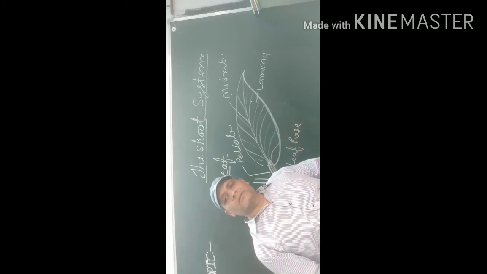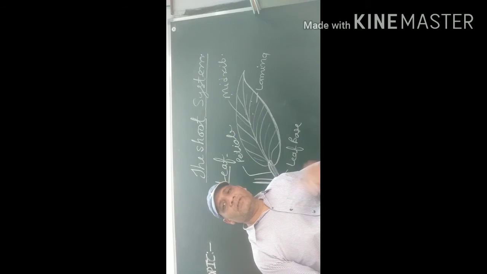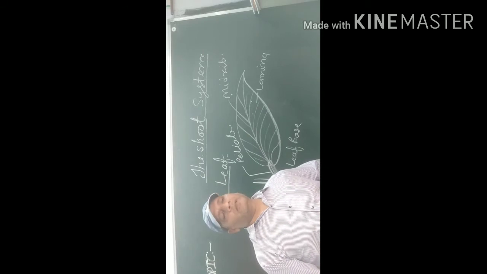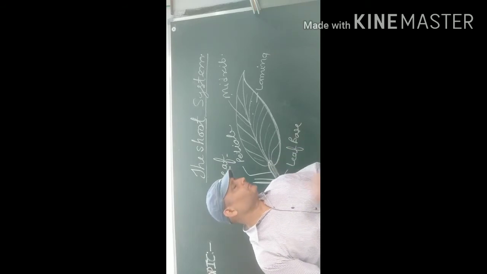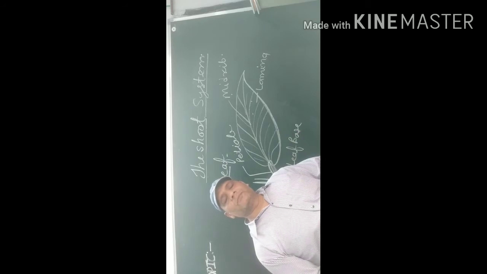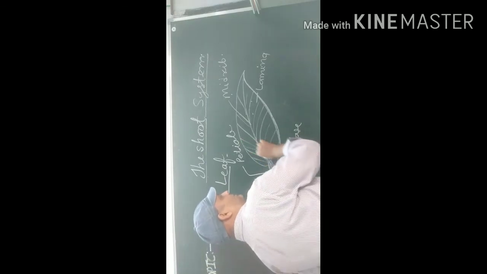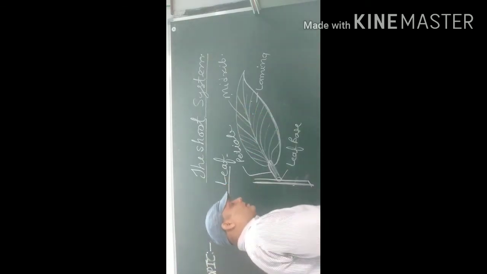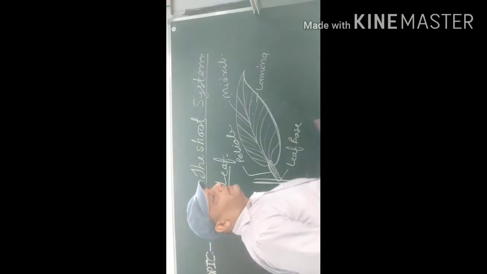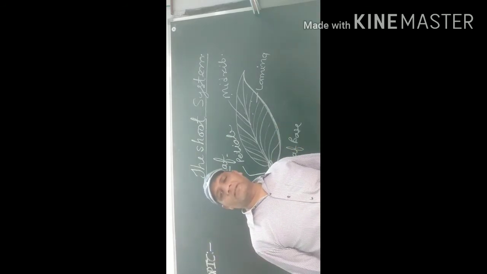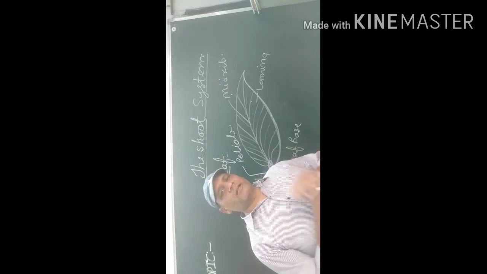The leaves are also modified in various forms. Some are modified into spines. For example, in nagfani or cactus, the leaves are modified into spines for protection and for the conservation of water. They are also modified in other ways. In insectivorous plants, they form pitcher-like structures.